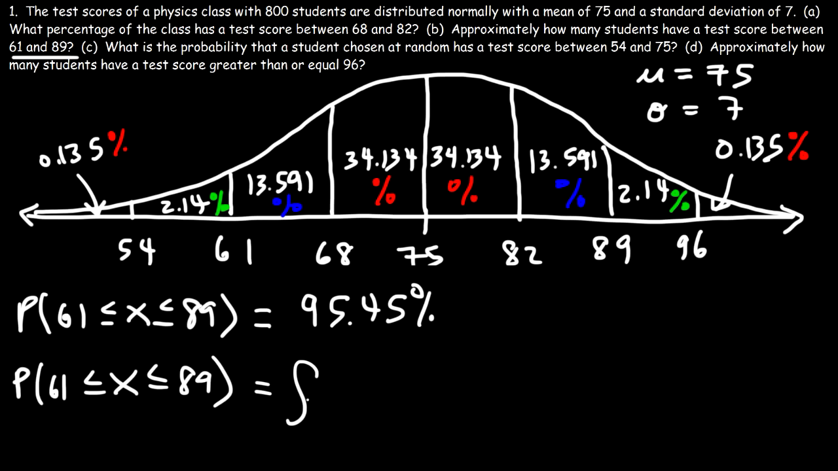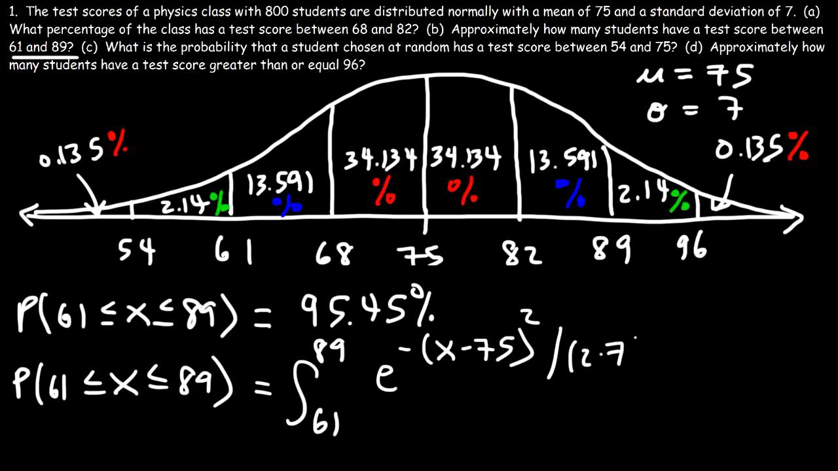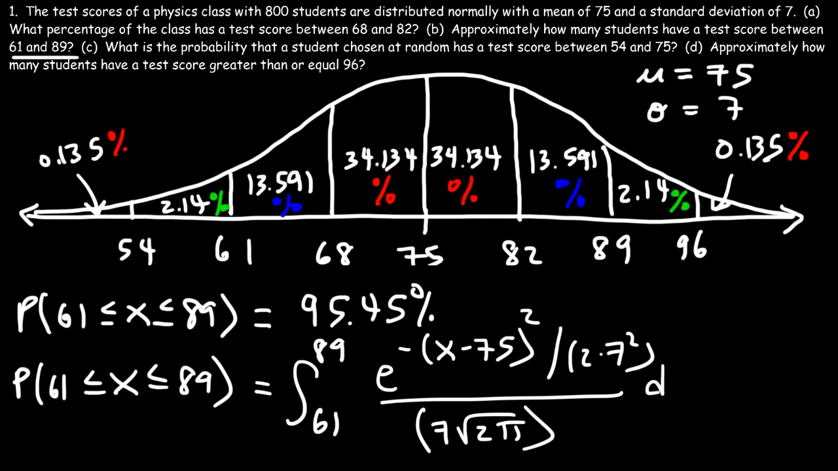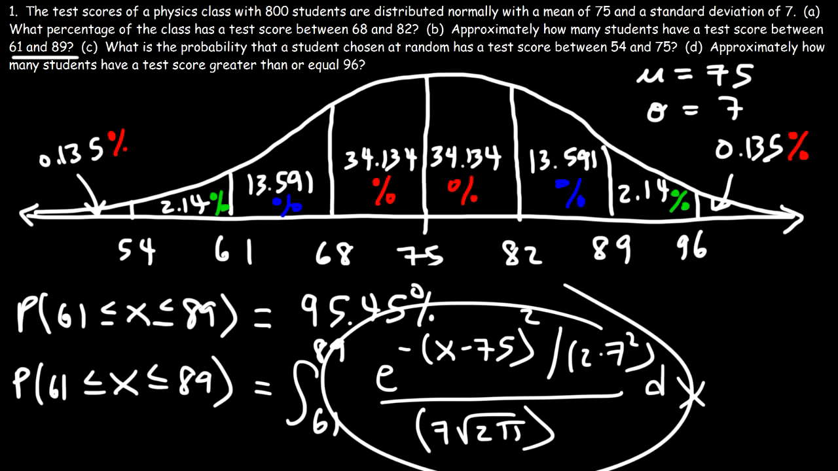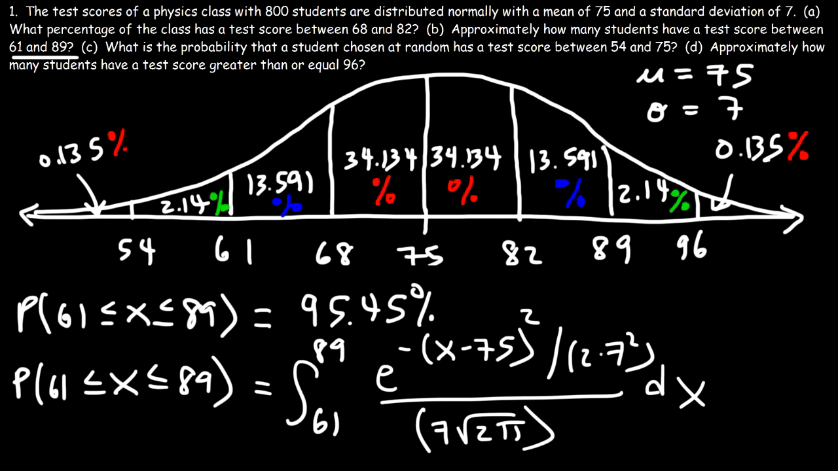So we're going to evaluate the definite integral from 61 to 89, and then it's going to be e raised to the negative (x minus 75) squared divided by 2 times 7 squared, divided by 7 times the square root of 2 pi. So notice that this portion doesn't change because the mean and the standard deviation are the same for part A and B. The only thing that's changing is the limits of integration, A and B. That's all we need to change in this problem.